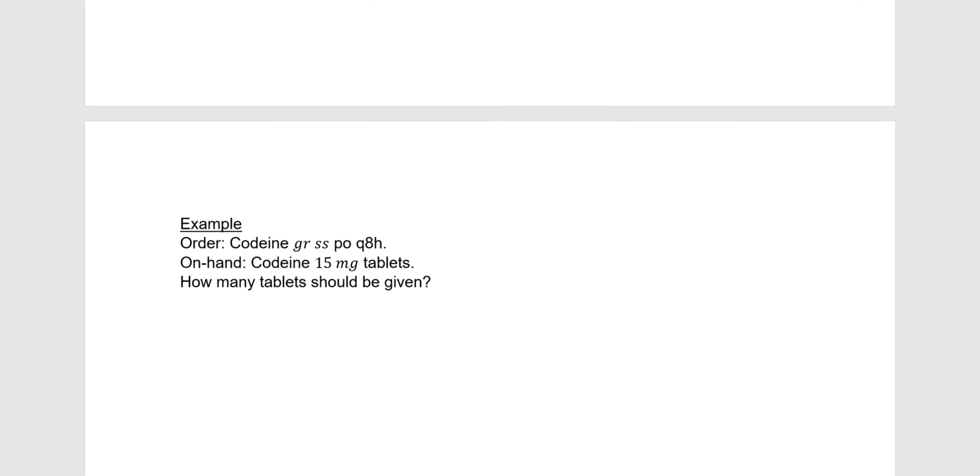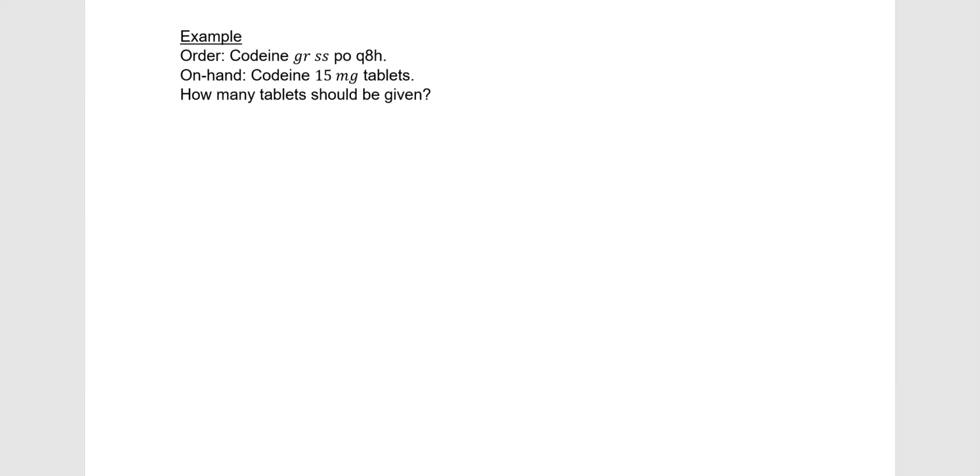Okay, let's do some more examples. For this one, we have an order of codeine, and it's 0.5 grains or 1/2 grains. And we have PO and then Q8H. The Q8H means every 8 hours. The QH, as you'll see in the abbreviation on the last page, means every hour. So Q8H is every 8 hours.